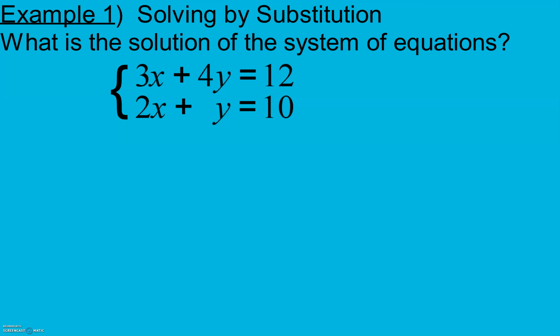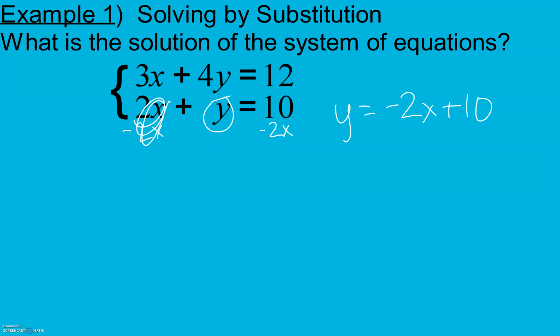We're going to use substitution. So the first thing I'm going to do is solve one of my equations for one of my variables. Doesn't matter which equation, and it doesn't matter which variable. If I look here though, this y looks like it's going to be the easiest to solve for because its coefficient is just 1. So to solve for y here, I can subtract 2x from both sides, and I get y equals negative 2x plus 10.